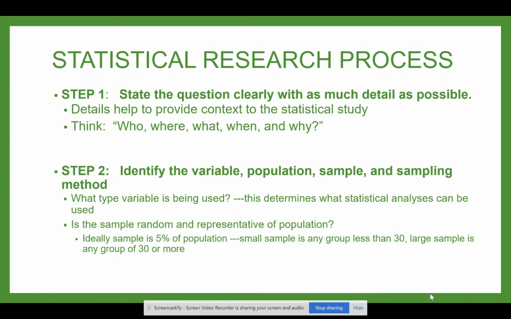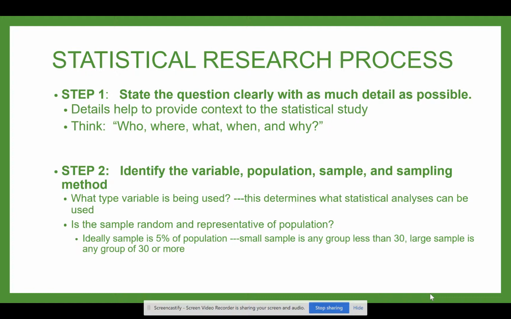Step 2, you want to identify the variable that's going to be studied, the population, which is your big picture focus, the sample, and the sampling method. So you want to think about what type of variable is being used, because remember, that helps to identify what type of statistical analyses you can and cannot do.